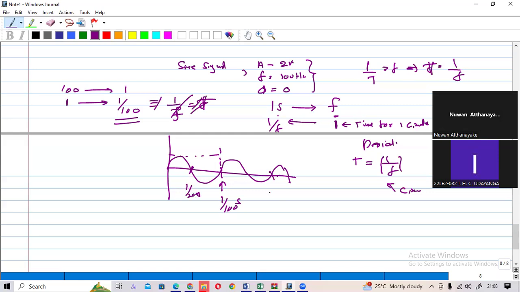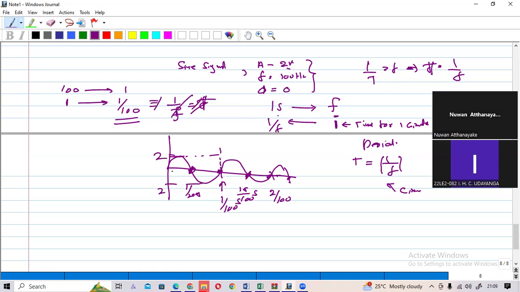This is double. That is 200. Okay. This is 1.5, that is 1.5 of 100 seconds. Likewise, you can find this time value. Then the amplitude is 2. Amplitude means peak value, this value.